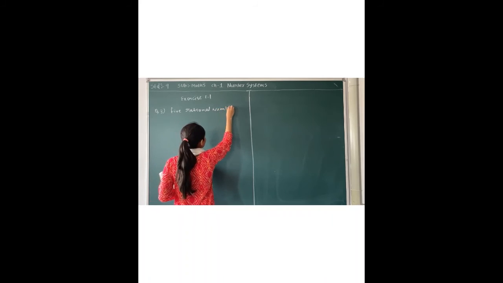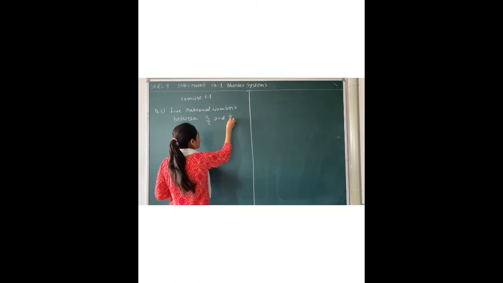Exercise 1.1, question number 3. Find 5 rational numbers. You have to find how many rational numbers? 5 rational numbers between 3 by 5 and 4 by 5.